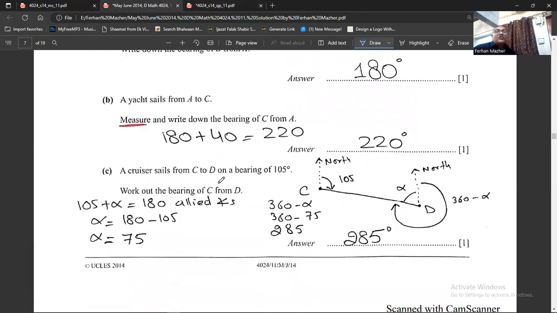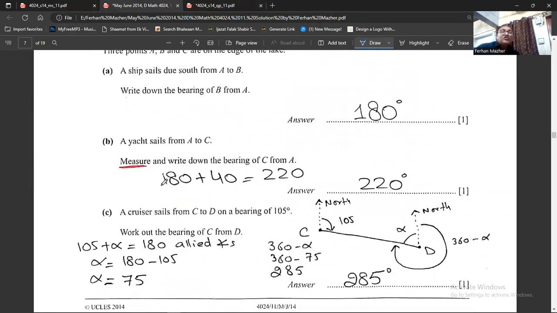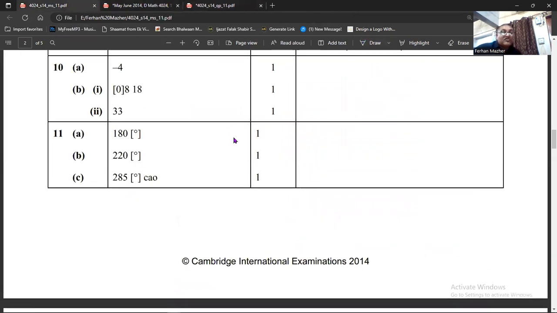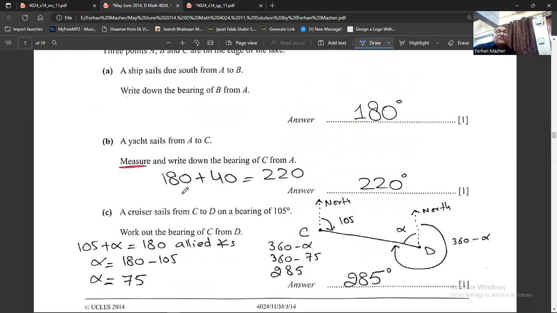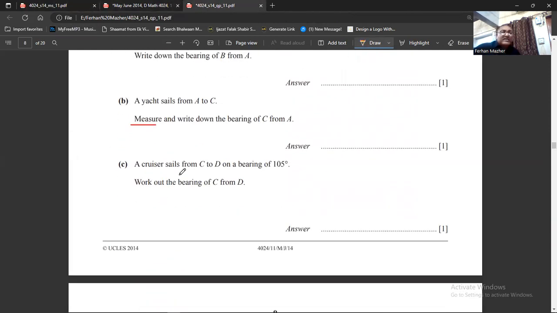Okay. So I have measured this angle, this angle is how much? This angle is 40 degrees. And this angle is how much? This angle is 180 degrees. So how much will be this angle? This angle will be 180 plus 40, and that will be 220. So our answer is 220, which is right. Hopefully you understand.